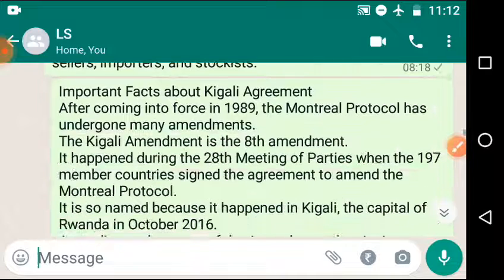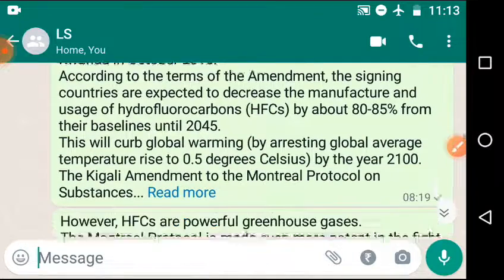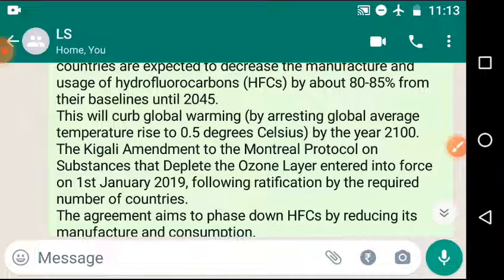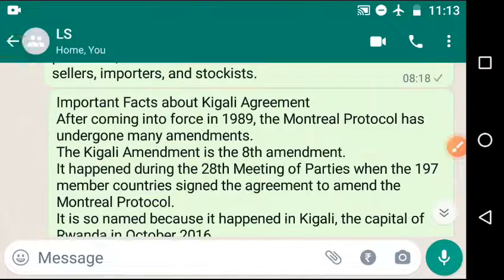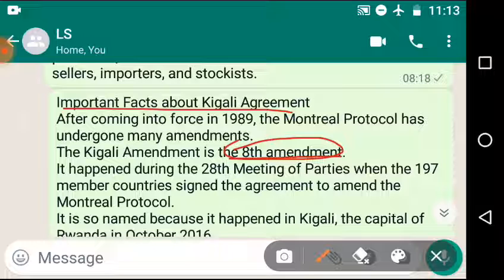Next is your Kigali agreement. What is the Kigali agreement? I will discuss it now. Some important facts about the Kigali agreement: the Kigali agreement is actually an amendment made to the Montreal Protocol, its eighth amendment. It was so named because it happened in Kigali.